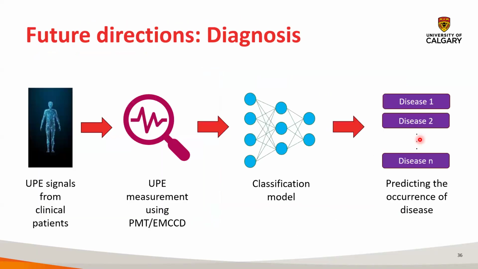And then finally, we want to build this to encompass not just plants but also hopefully clinical patients where we can monitor their UPE using the PMT or a camera, make a classification model similar to this, and then predict what disease they might have based on the signals, since our hypothesis suggests that the metabolic landscapes of these diseases are different, and we can use that to determine which disease the person might be having. So this is our long-term goal in the diagnosis context.